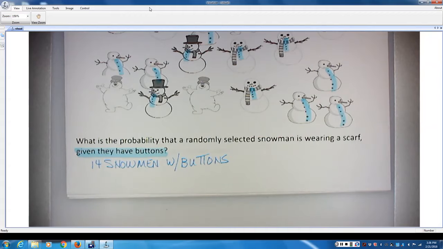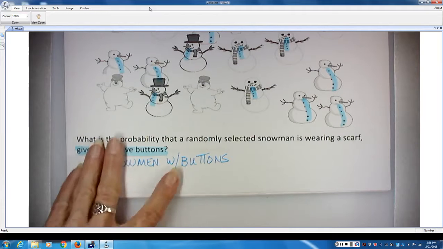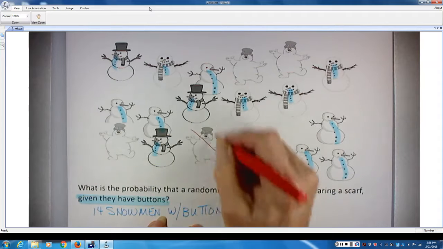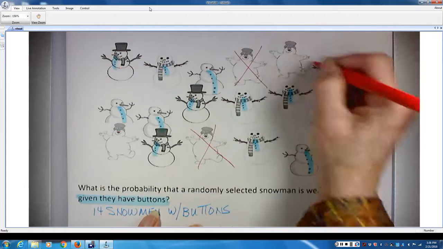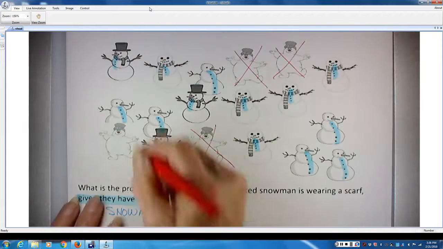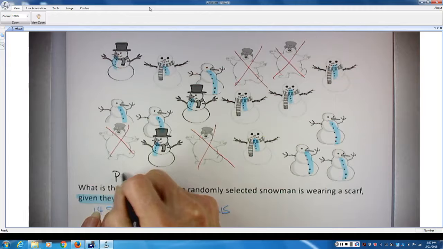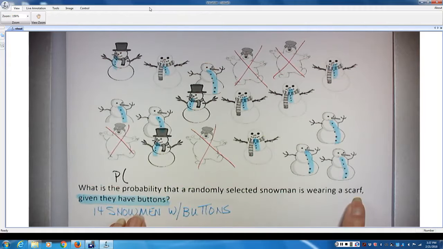And that's going to be important because that's the only snowman I'm going to count from. I am not the least bit interested in Frosty, because Frosty didn't have any buttons. Okay? So I'm not counting that one. I'm only counting the 14 that had buttons. So that means when I write the probability that they're wearing a scarf.